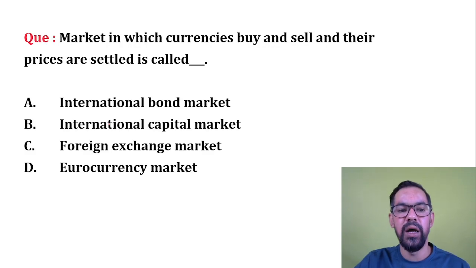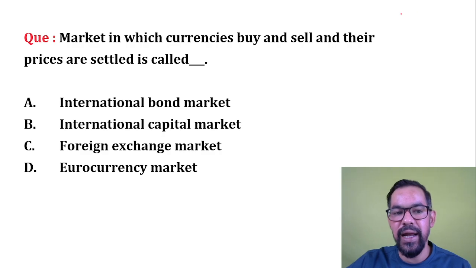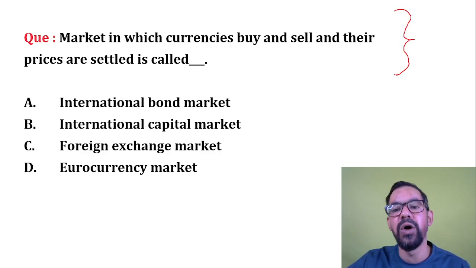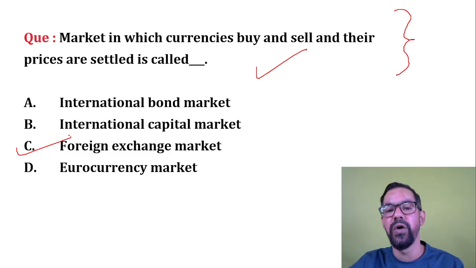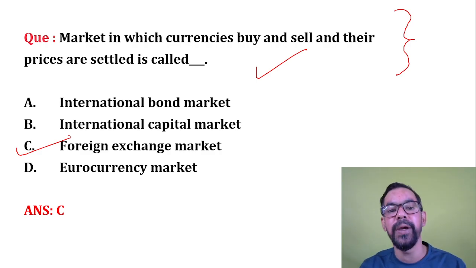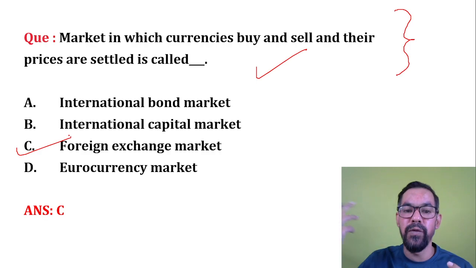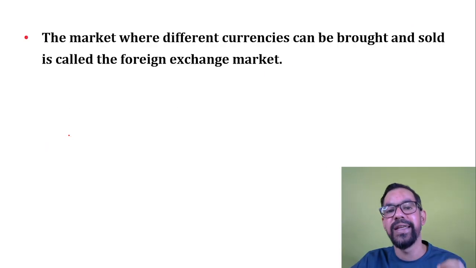Okay, next one, the market in which currencies are bought and sold and their prices are settled is called. So this is a very simple one. I already did a video on the forex market. So it is called the forex market, foreign exchange market. The foreign exchange market is the market where we trade in foreign currencies or currency pairs. Let's say if you have to convert your domestic currency into some foreign currency, that trade generally happens in the forex market or foreign exchange market.